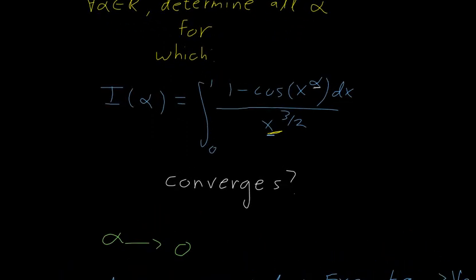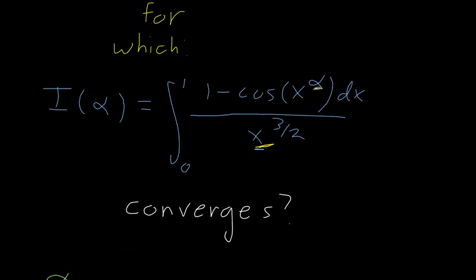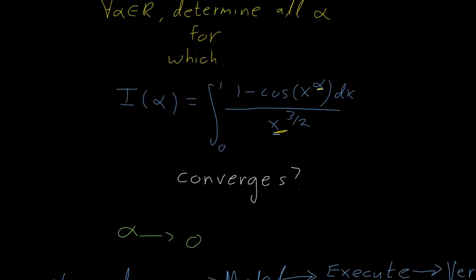Now, the parameter or the constant is alpha, right over here. That's my little alpha raised to the power of alpha. And it can be any real number, because the question said for all alpha in the reals. So our goal is to determine exactly what alpha values make this integral converge. So what alpha values are going to make the integral converge? Okay, what alpha?